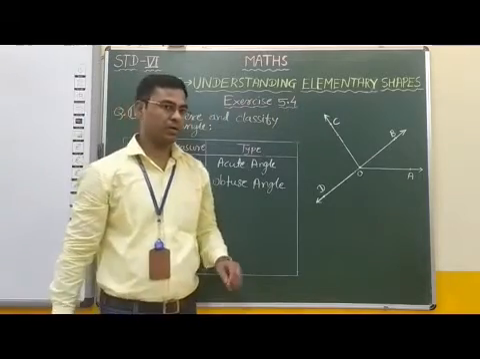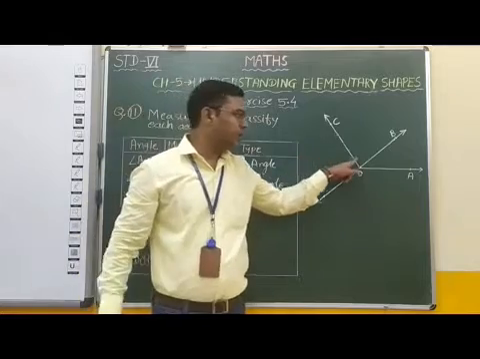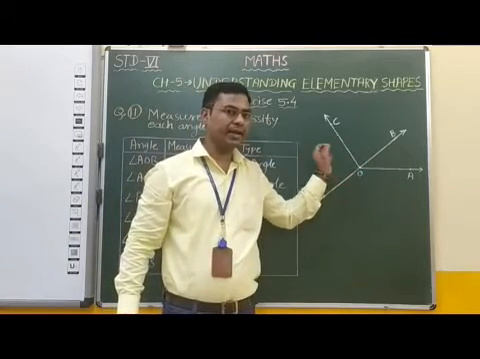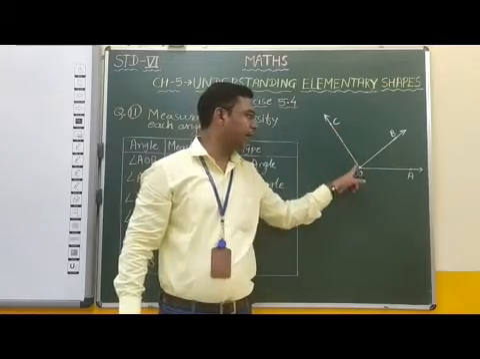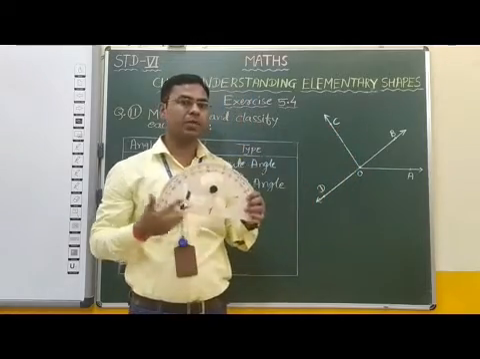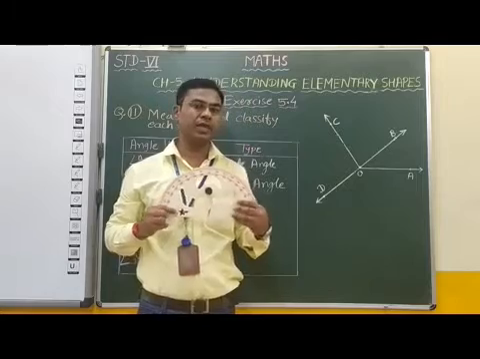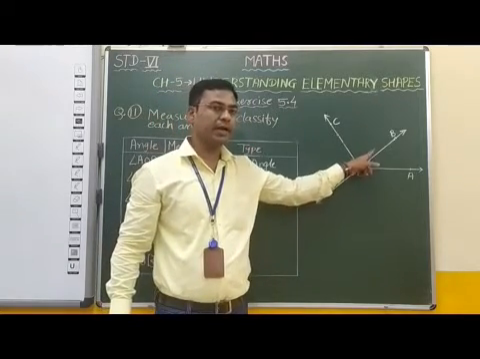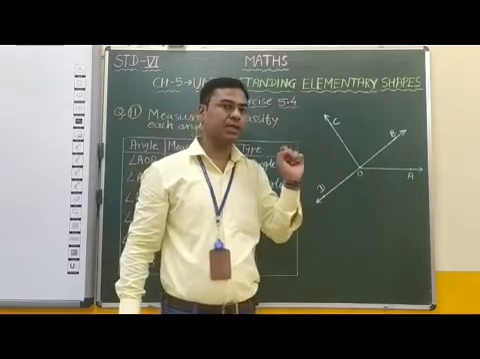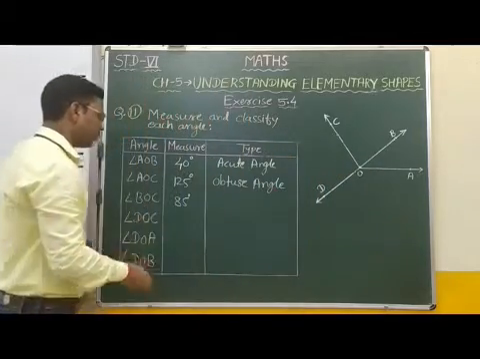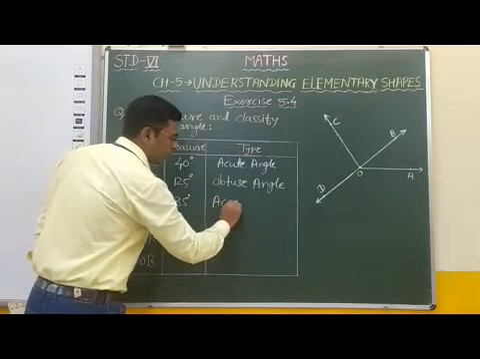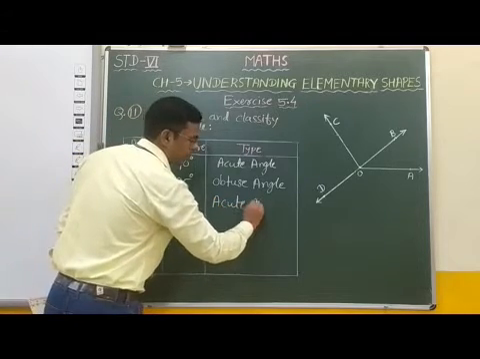Now students, if we observe this angle, it looks like 90 degree or a right angle. But if we measure this angle with the help of a protractor, actually this angle is 85 degree, that is an acute angle. Therefore, angle BOC is an acute angle.